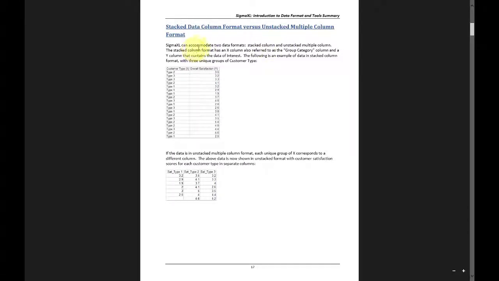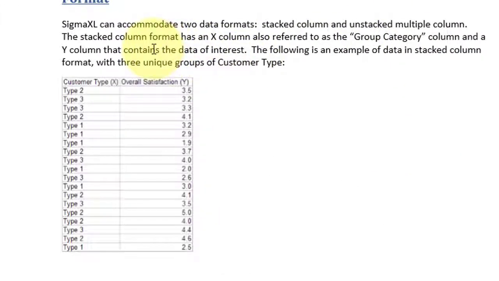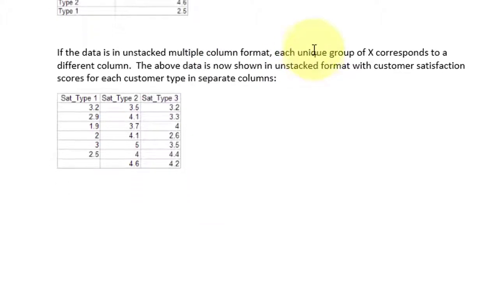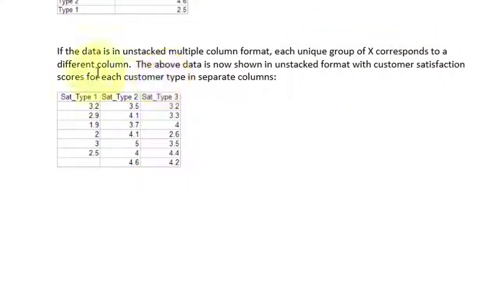SigmaXL can accommodate two data formats, stack column and unstacked multiple column. The stack column format has an X column, also referred to as the group category column, and a Y column that contains the data of interest. The following is an example of data in stack column format with three unique groups of customer type. The data is in unstacked multiple column format. Each unique group of X corresponds to a different column. The data is now shown in unstacked format with customer satisfaction scores for each customer type in separate columns.